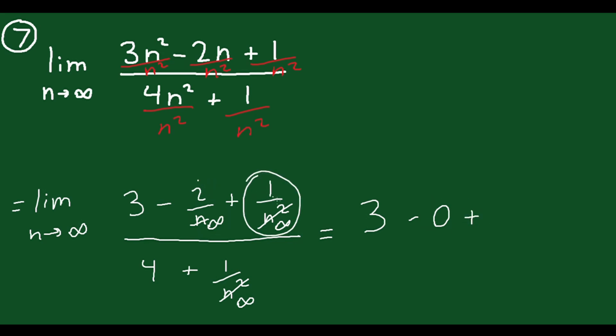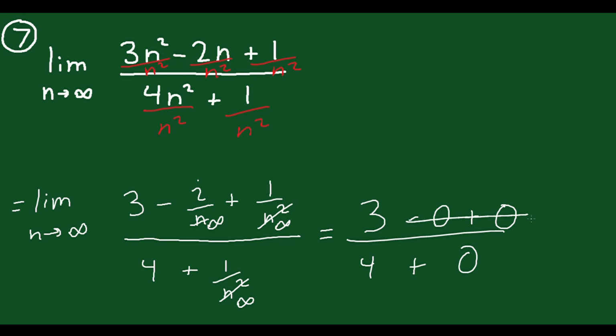Same is true for this one. We have a value of 0. On the bottom, you have 4 plus a value of 0. And so altogether, I can say, well, these aren't doing anything.